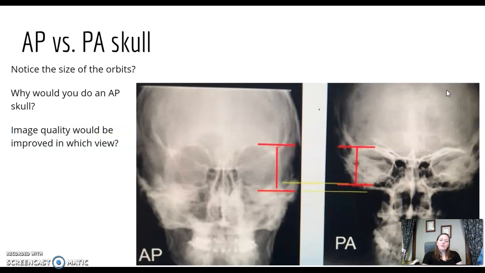Visually, are you able to look at these two images and determine which one is AP and which one is PA? Can you compare the two and decide fairly quickly? What could you look for? And here they have identified the size of the orbits. So you can see the orbit size is larger here than this one. Why? OID, right?